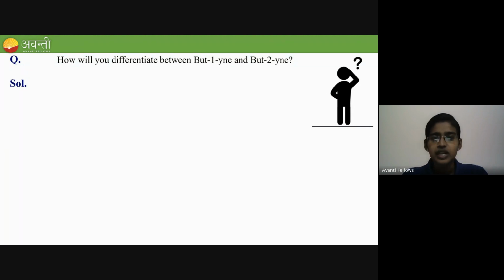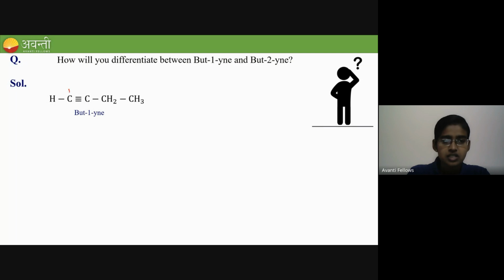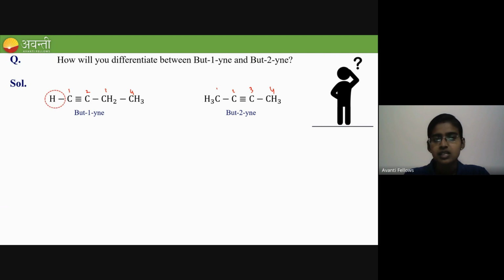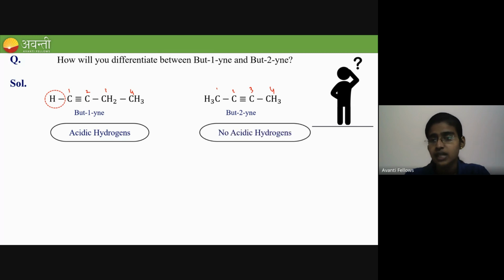So let me take the structure of but-1-yne first. This is carbon number 1, 2, 3, and 4. This is but-1-yne, with a triple bond between carbons 1 and 2. Now here is your but-2-yne, carbons 1, 2, 3, and 4. In but-1-yne, we can see this particular hydrogen is attached to the triple bonded carbon, so we have one acidic hydrogen in but-1-yne. But if you see but-2-yne, we don't have any hydrogens directly attached to the triple bonded carbon. So there are no acidic hydrogens in but-2-yne.